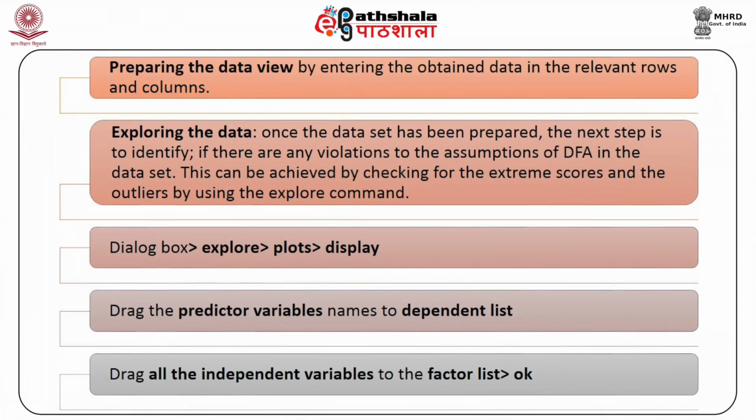The steps would be, first, preparing the data view by entering the obtained data in the relevant rows and columns for SPSS. Exploring the data would be the next step. Once the data set has been prepared, the next step is to identify if there are any violations in the assumptions of DFA in the data set. This can be achieved by checking for the extreme scores and the outliers using the explore command. So you go to the dialog box, click on explore, go to plot, display, drag the predictor variable's name to the dependent list, and all the independent variables, remember those 10 scholastic and non-scholastic subjects we had chosen, drag them to the factor list and click OK.